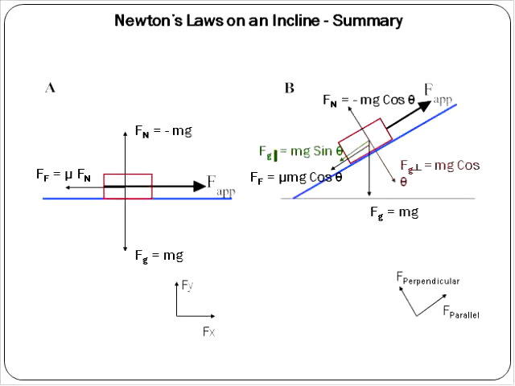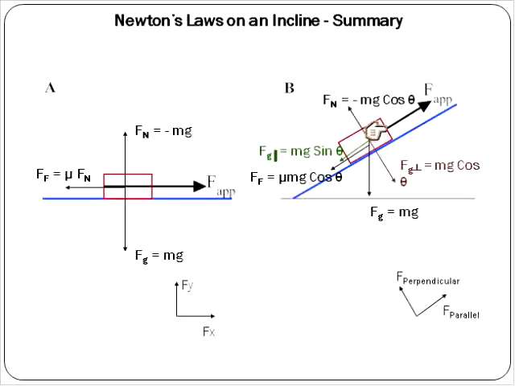This is what it looks like. If you have friction on a horizontal surface, you just say mu Fn, which would be mu mg, right? We got Fg equals mg. Fn is also mg, only this direction is opposite, obviously. And we got an applied force right here.